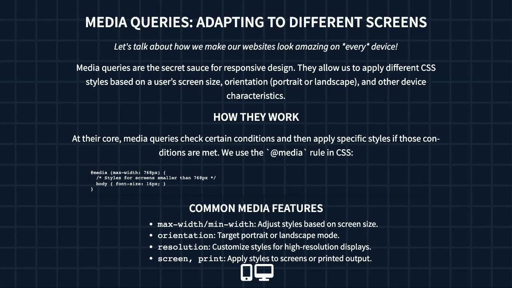Essentially, they let us change the look and feel of our site depending on the screen size. Think about how a website looks great on your phone but might need to adjust for your tablet or desktop. Media queries are what make that happen. They're written using the @media rule in CSS, and they allow you to target specific conditions like maximum width, orientation, or even resolution. You can use things like max-width to apply different styles when a screen is smaller than 768 pixels. It's all about adapting your design for different devices.